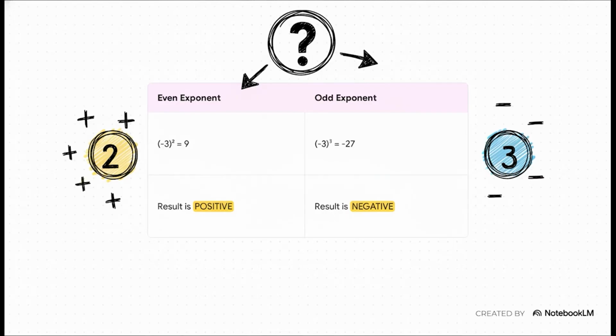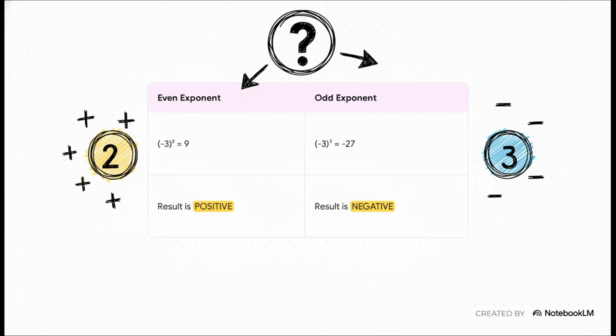Okay, now what happens if the base itself, the big number, is negative? The key is to look at the exponent. If the exponent is an even number like 2 or 4, the negative signs will cancel out and your answer will be positive. But if the exponent is an odd number like 3 or 5, your answer is going to stay negative.